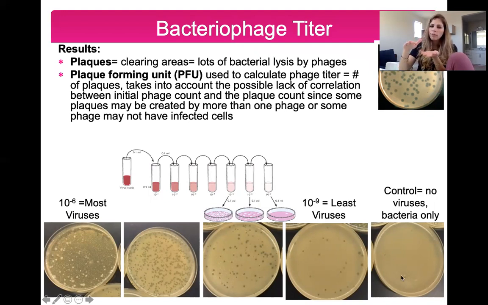It should be a lawn of bacteria. Again, a lawn of bacteria just means bacteria growing everywhere. We're not seeing colonies. We're just seeing a ton of bacteria. So here is our control plate. It doesn't have any viruses. We see a nice growth of bacteria everywhere.